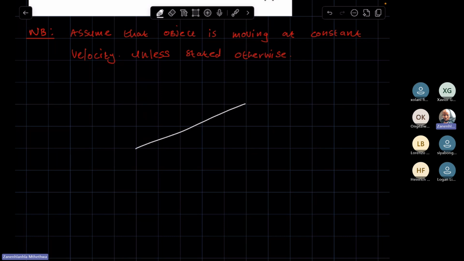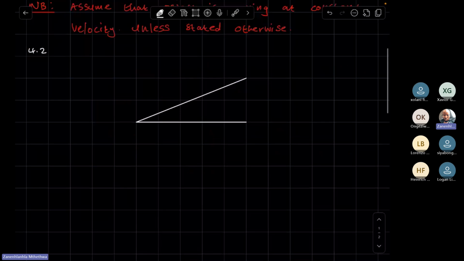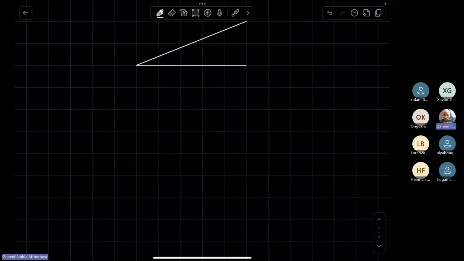Right, you have an object, it's on an incline. Right, so the object is on an incline.